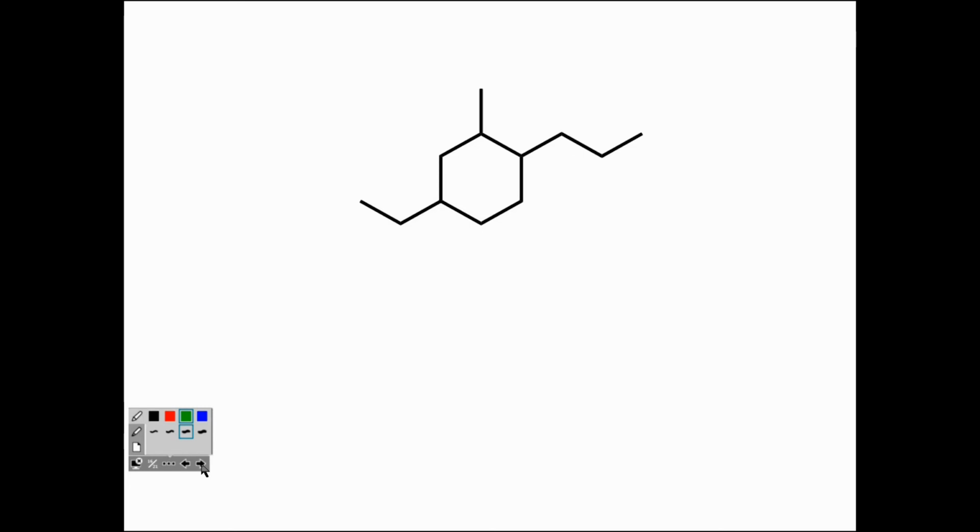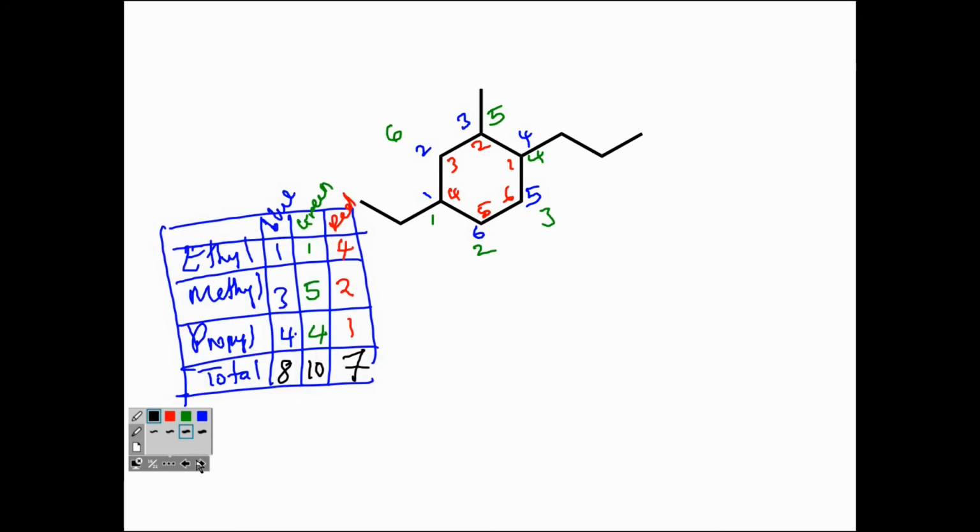Okay, so next, this one, let's try numbering it. 1, 2, 3, 4, 5, 6. Definitely here you have to use the least set of numbers because you have more than 2 substituents. Or 1, 2, 3, 4, 5, 6, or 1, 2, 3, 4, 5, 6. Okay, so let's just use those 3 to get a judgment. The red will win here because it has the least set of numbers. So we get rid of all the others.